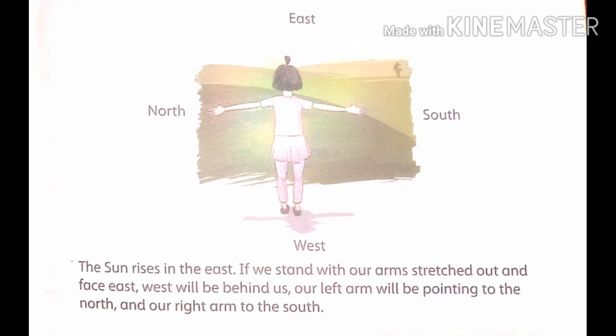As you can see in this picture, a girl is facing the rising sun with arms stretched out. Now we will use the location of the sun to determine the different directions. As you all know, the sun rises in the east, so the girl is facing east and west is behind her, and her left arm is pointing to the north and her right arm is pointing to the south.